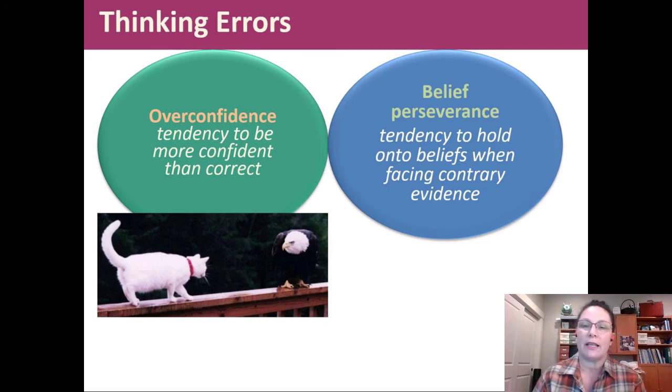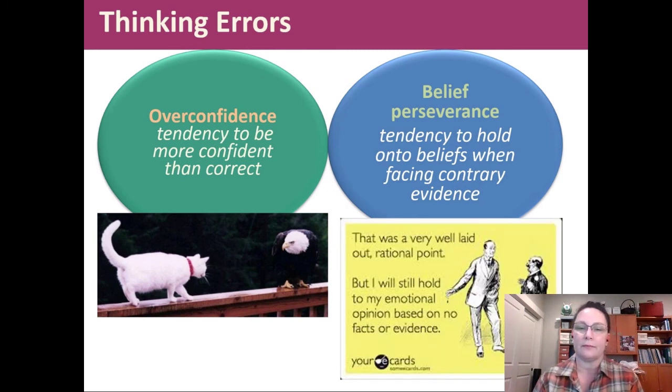Belief perseverance is our tendency to hold on to beliefs even in the face of contrary evidence. You could see this working in concert with confirmation bias, right? Even if we do find evidence that runs contrary to what we believe, we will stubbornly cling to what we already believe. That was a very well laid out rational point. But I will still hold to my emotional opinion based on no facts or evidence. That's belief perseverance. A lot of times, because we've known it for a long time, we feel like it's got to be true, and we will stubbornly cling to it.